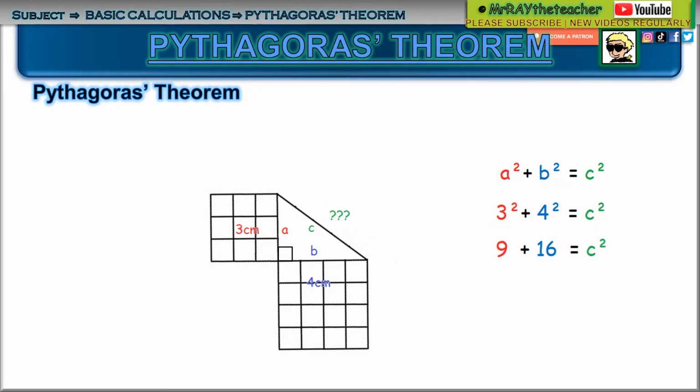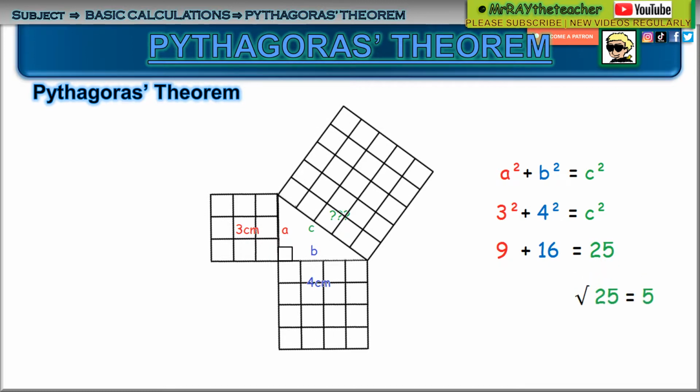So here we go. Square amount. 3 squared is 9. 4 squared is 16. If you don't believe me, count the squares. 1, 2, 3, 4, 5, 6, 7, 8, 9. And we've got 16, so 1, 2, 3, 4, 5, 6, 7, 8, 9, 10, 11, 12, 13, 14, 15, 16 equals c squared. So what is 9 plus 16? 25.